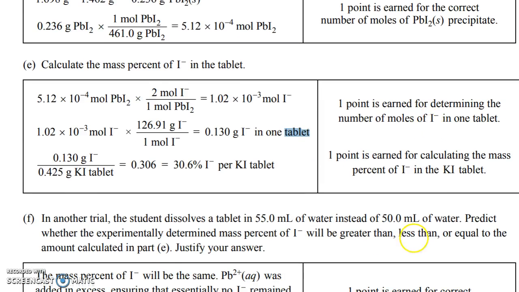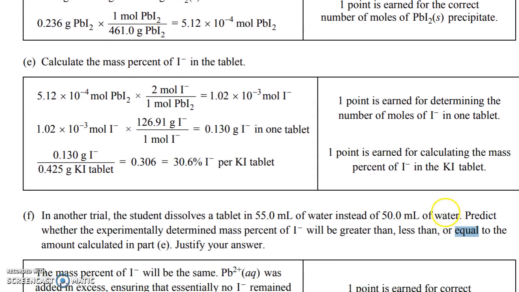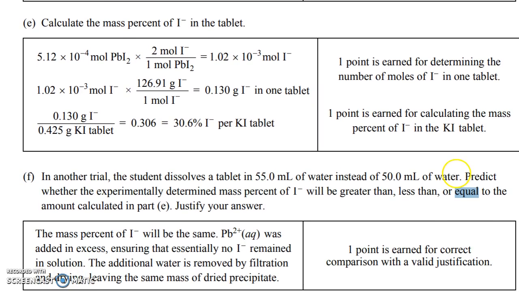Okay? Now, it says in another trial, so the student did this again, and instead of using 50 mL of water, they used 55. So now, would the mass percentage be more, less, or the same if you're using more water? The percentage would be the same because you're drawing out, right? Right. So the percentage exactly will be the same because the lead is added in excess to make sure there's no iodine left over. So your iodine is not going to change.